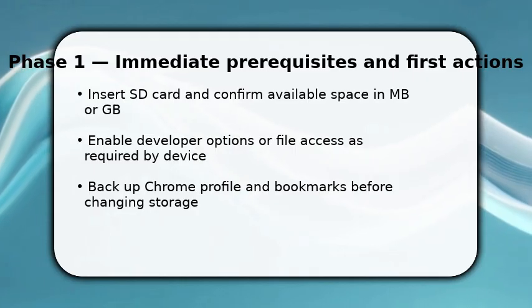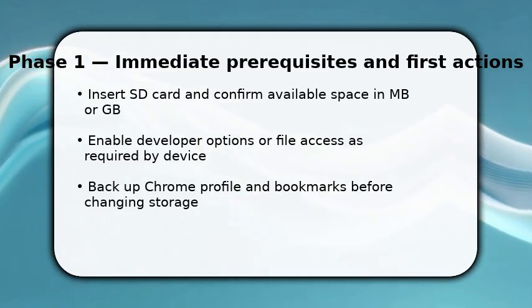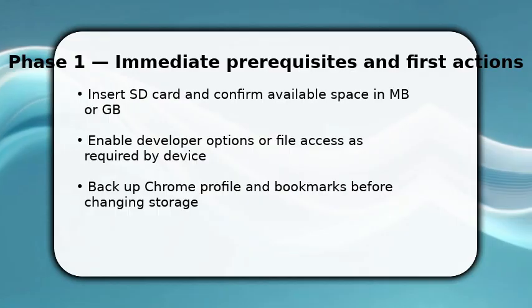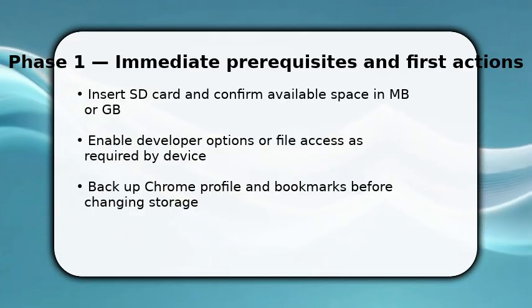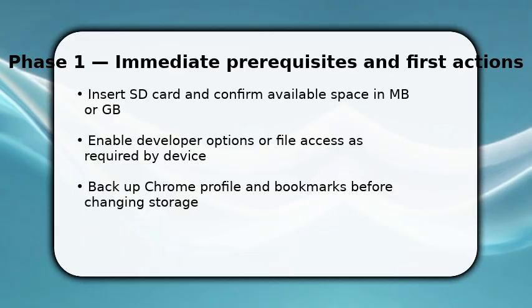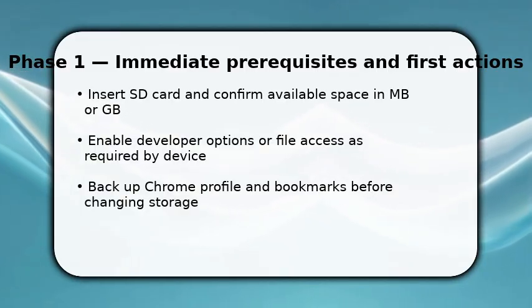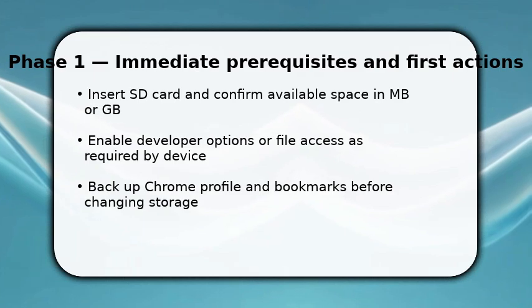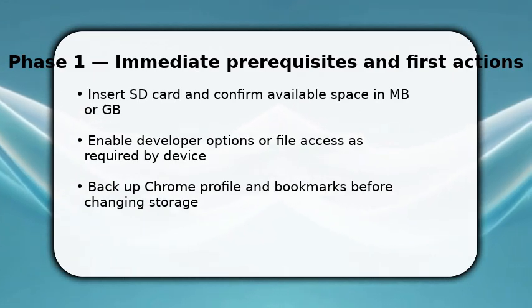Next, enable file access for the SD card or developer options on Android, or prepare a folder on the card for desktop profiles. Once done, open the File Manager so you can copy the profile folder. This is the first actionable move to transfer Chrome data from internal storage to the SD card.